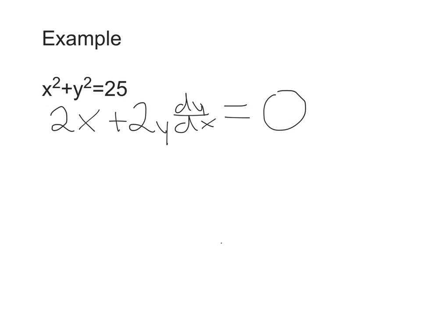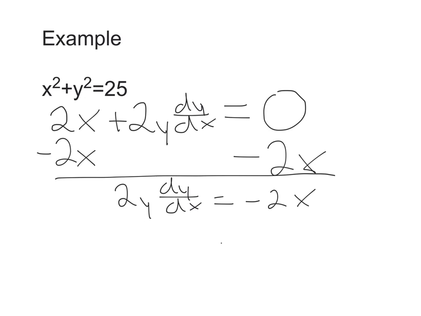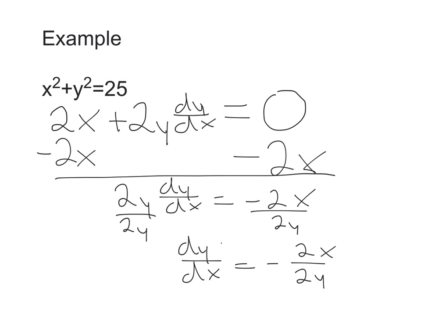Now we have to isolate dy over dx. We'll start by subtracting 2x from both sides. There's that, and now we must divide both sides by 2y to isolate dy over dx. What we're left with is dy over dx equals negative 2x over 2y. But let's always remember to simplify. The 2's cancel out, and what we're left with is dy dx equals negative x over y. And there's that. Not bad, is it?